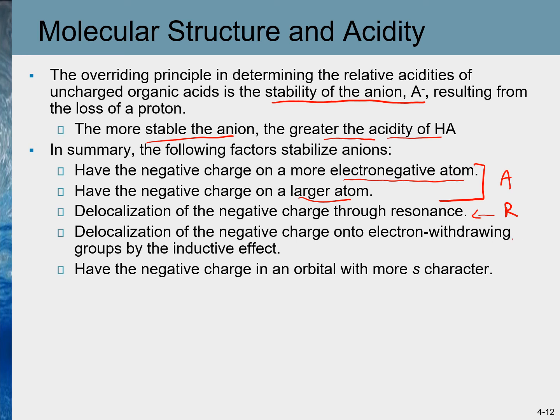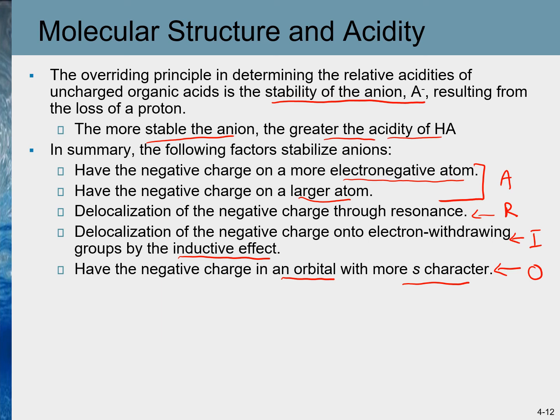And the third effect is the inductive effect. Having a strongly electronegative element in a covalent bond adjacent to the atom where the negative charge is will make that anion more stable. So this effect is called the inductive effect, and the acid from which the anion is formed will be stronger. And finally, we have orbital, so I'm calling it O. Having the negative charge in an orbital with more s character makes that anion more stable, and hence the acid will be stronger.